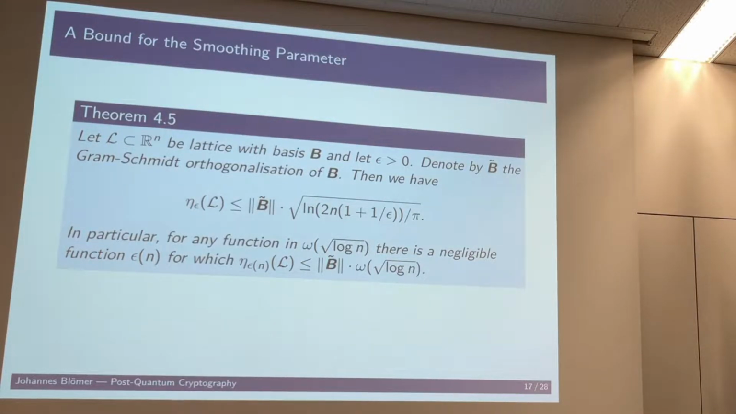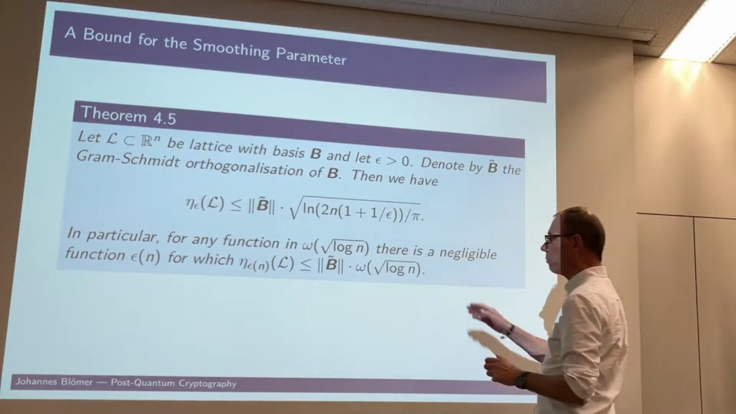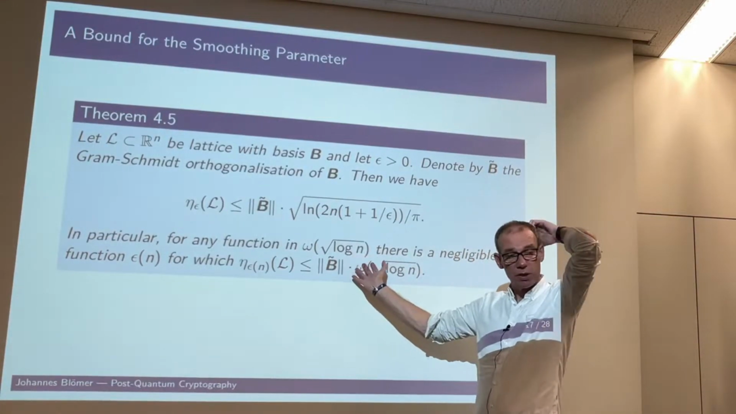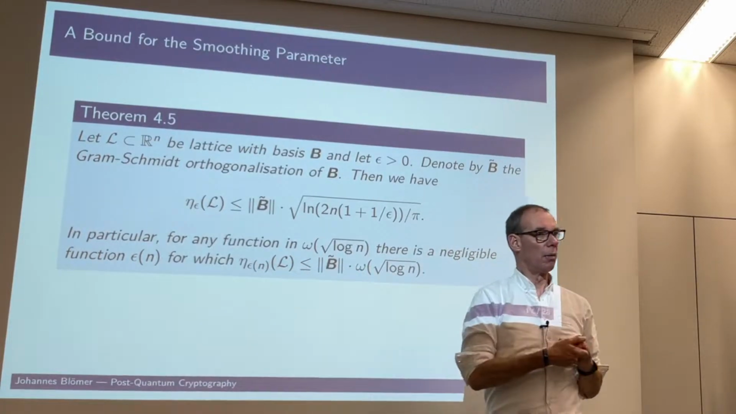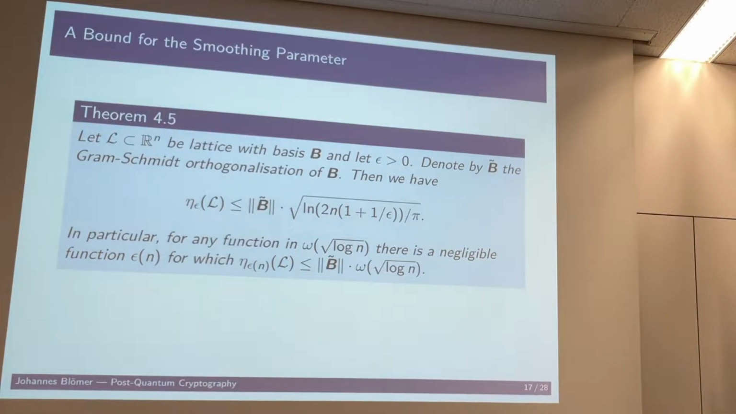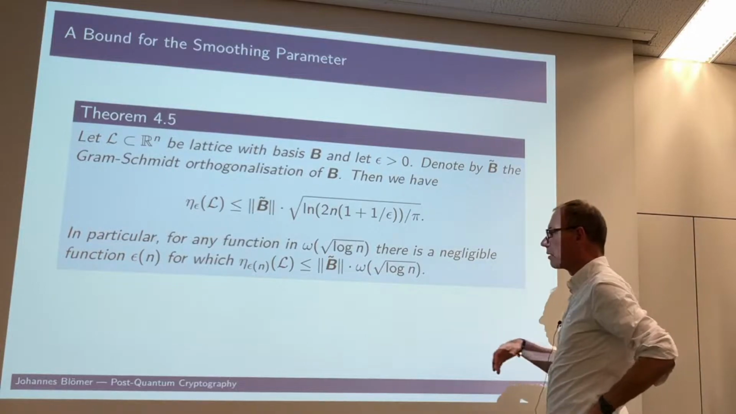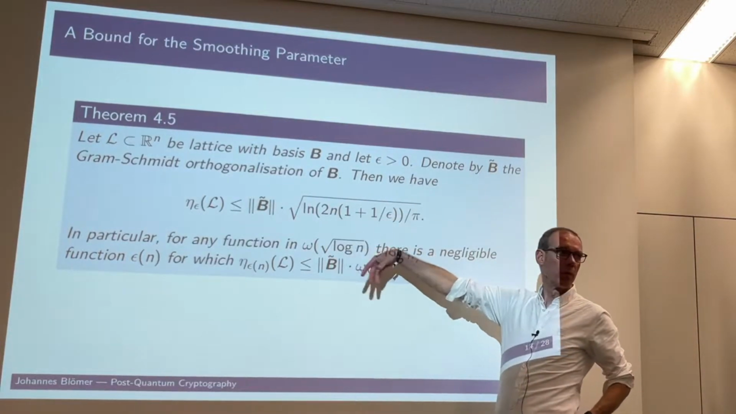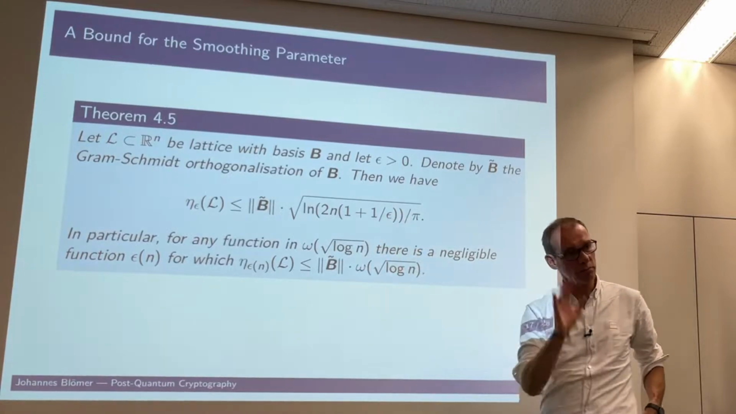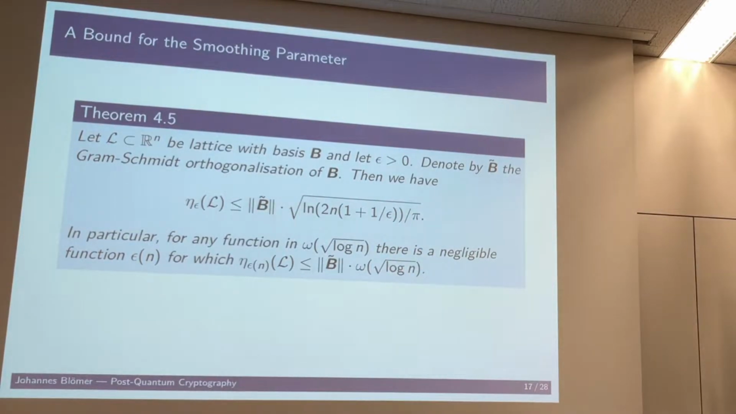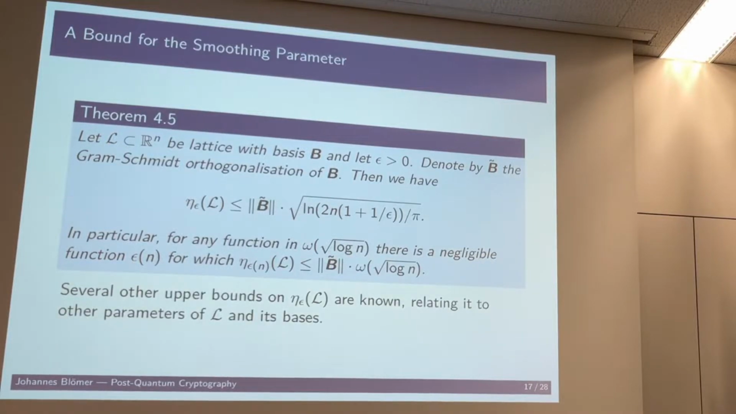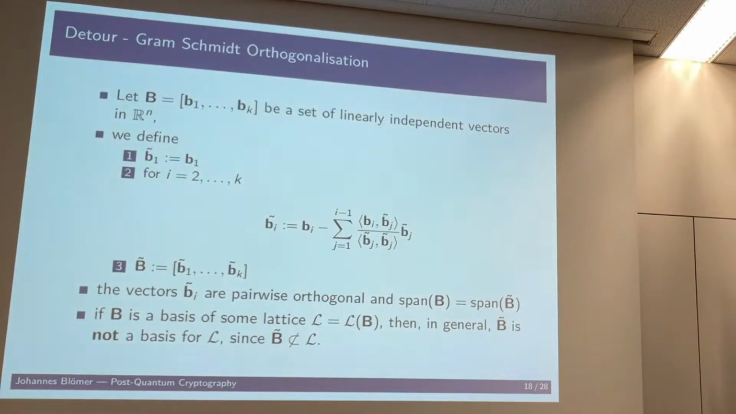And that's how we usually work with this. We take this thing here for some specific function, and then we know that we are above the smoothing parameter for some negligible epsilon. What that negligible epsilon is, if we talk about asymptotic security, doesn't really matter. If you want to have concrete values, look at this formula, then you work with that. There are other bounds known, but this is the one that I work with today. And then we looked at the Gram-Schmidt orthogonalization, but I won't repeat that.